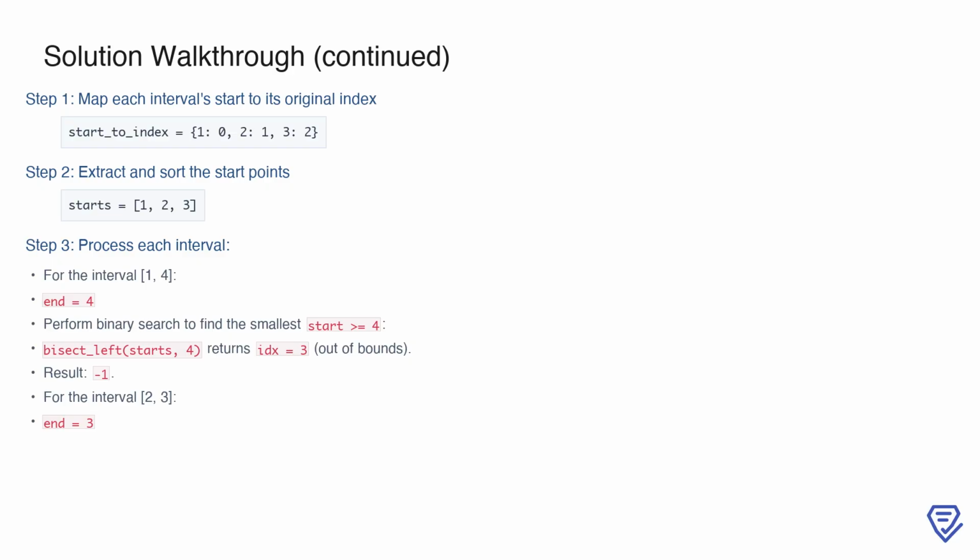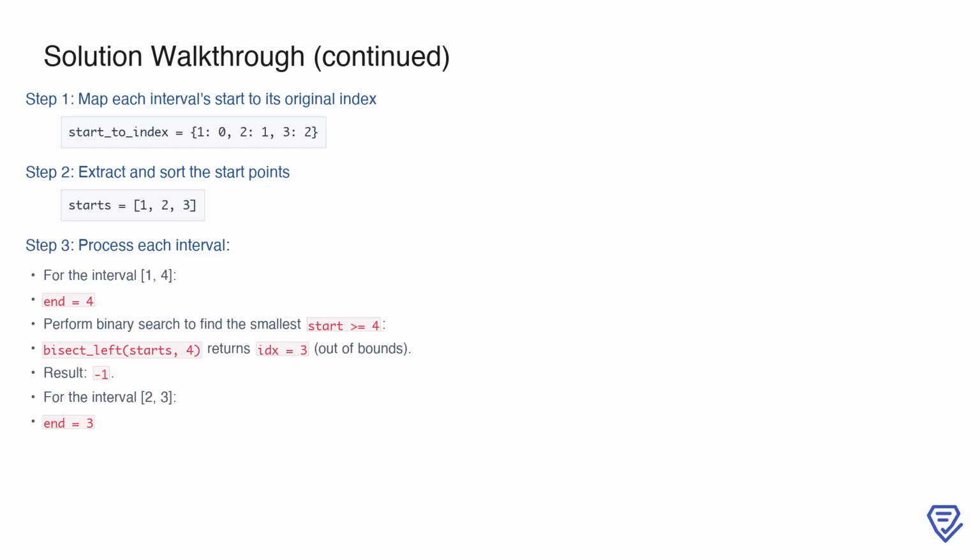Next, we extract and sort the starting points, which gives us the sorted list 1, 2, 3. Now we process each interval. For the interval 1, 4, its ending point is 4. Using binary search, we try to find the smallest starting point greater than or equal to 4. The bisect_left function returns the index 3, which is out of bounds. This means no valid interval exists, so the result for this interval is -1.